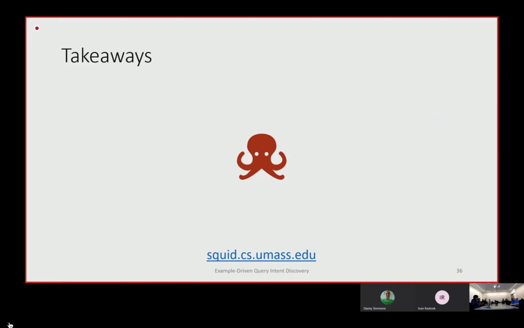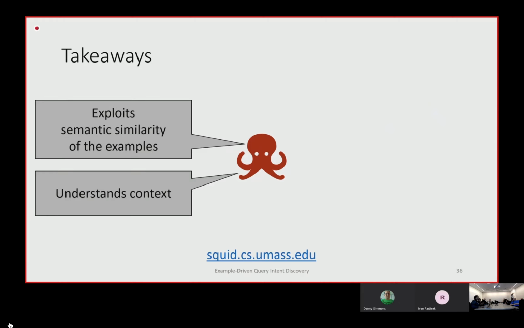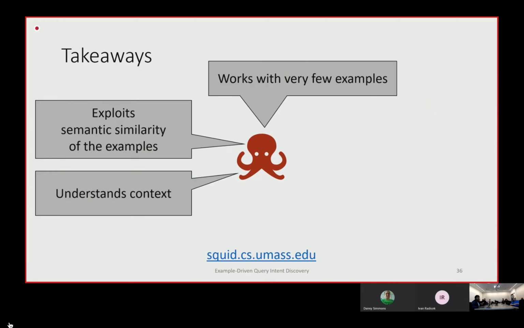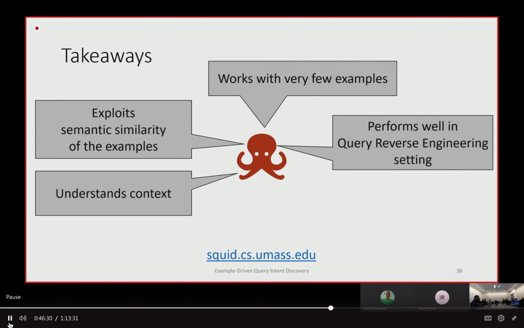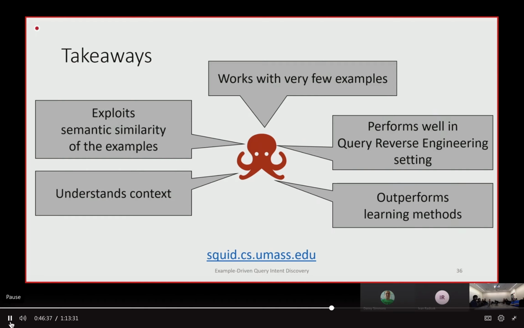So here are a few key takeaways. SQuID is an example-driven query intent discovery system which understands context. It exploits semantic similarity of the examples. It works with very few examples. It performs well against query reverse engineering systems, although it wasn't designed for that, and it outperforms learning methods.